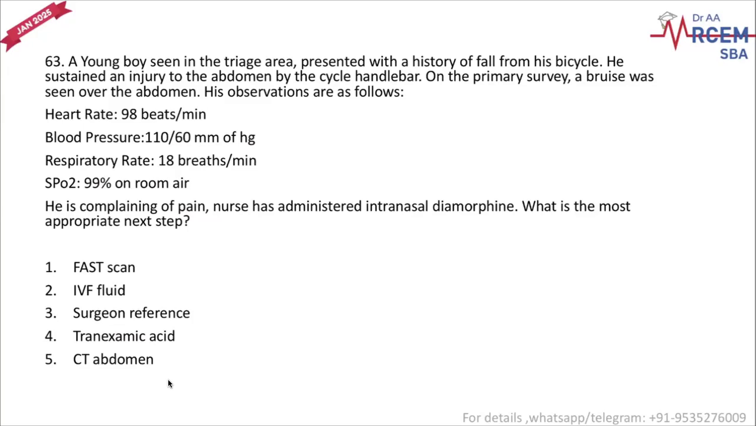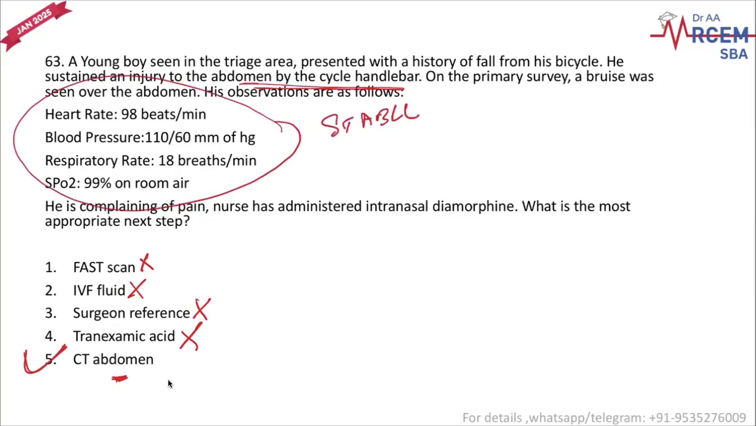Do we need to get a FAST scan done? He's stable. Why do we want to get a FAST scan done? IV fluid not required. Surgeon referral, no indication. Tranexamic acid, he is stable. You're not activating the major haemorrhage protocol. You're not resuscitating the kid. But there is a bruise over the abdomen because of the cycle handlebar. You can directly go ahead and get a CT abdomen done for this patient to see if the internal organs are fine. You can shift this patient out of the emergency department to get a CT scan done because the patient is stable. So the most appropriate next step is to get a CT abdomen done directly.